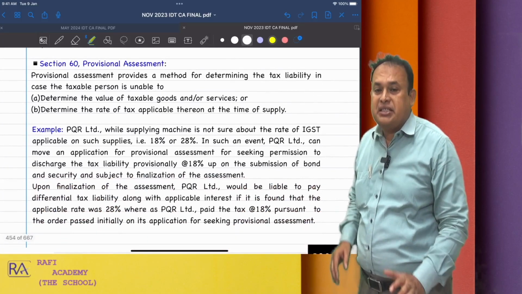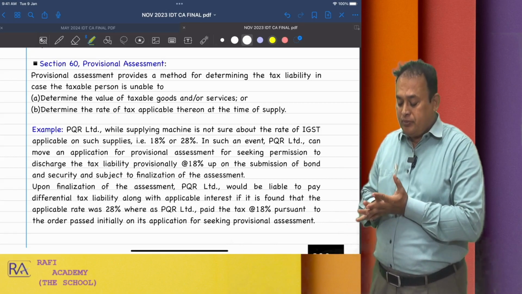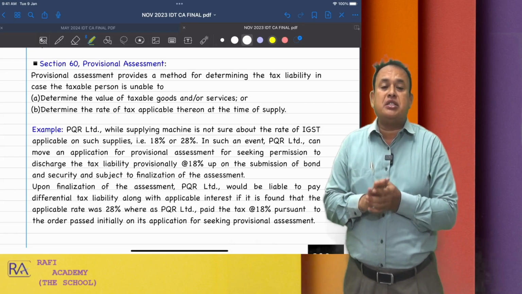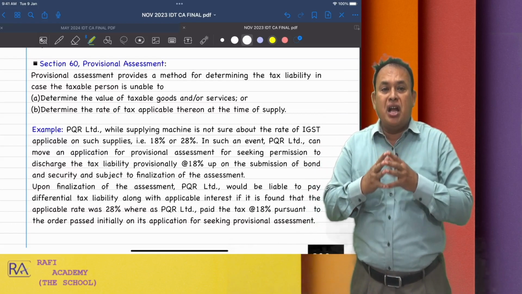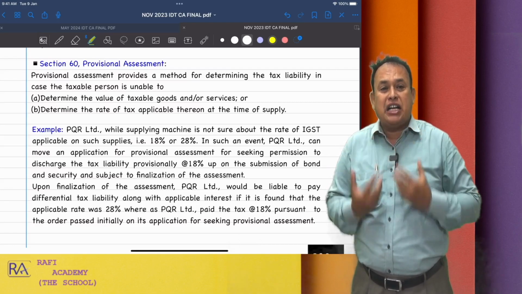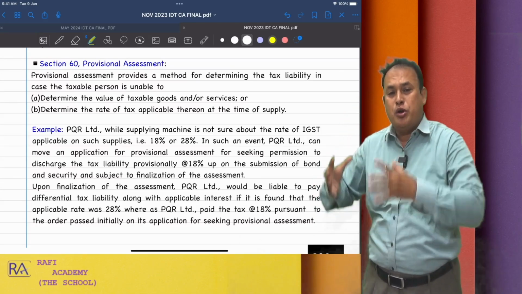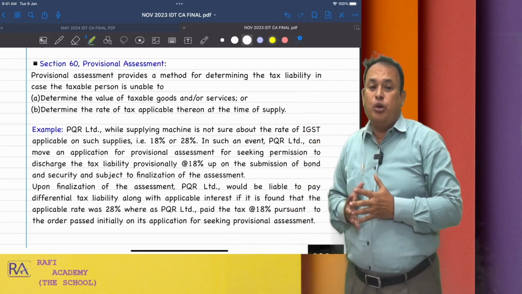Section 60 of the CGST refers to provisional assessment. When does the provisional assessment concept come into the picture? First and foremost, provisional assessment comes into the picture only when a taxpayer, being a registered person, is unable to determine the correct rate of tax for his supply of goods, supply of services, or supply of both.